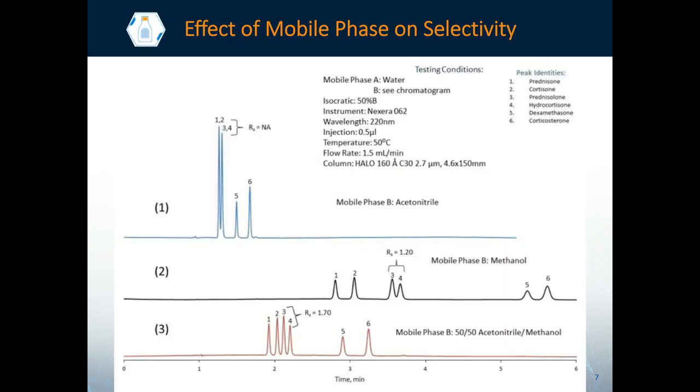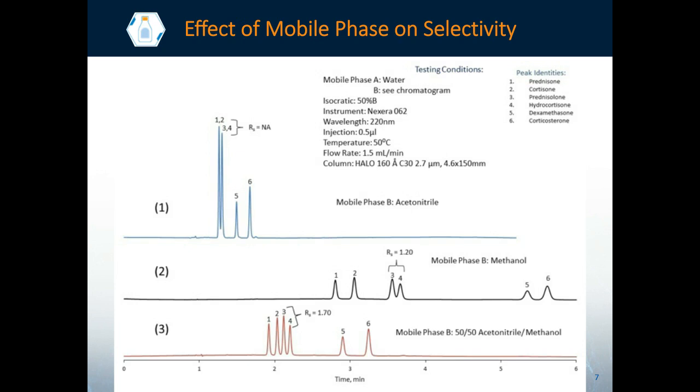So first I'd like to talk about the effect of mobile phase on selectivity. So this is using an example of glucocorticoids, and those are steroid hormones that are good at reducing inflammation and suppressing the immune system. What we are comparing here in the first chromatogram in blue is using 100% acetonitrile on the B channel, and the trouble is we're getting coelutions of peaks 1 and 2 and 3 and 4, but we are getting good peak shape.